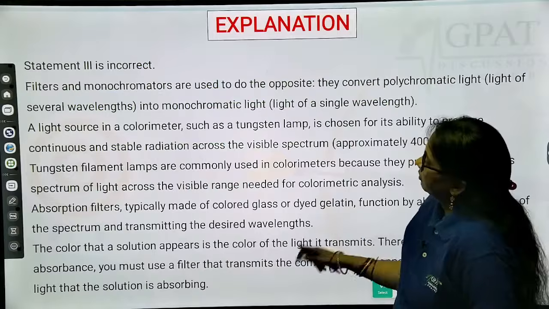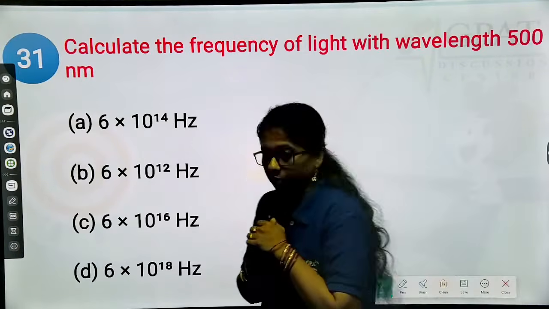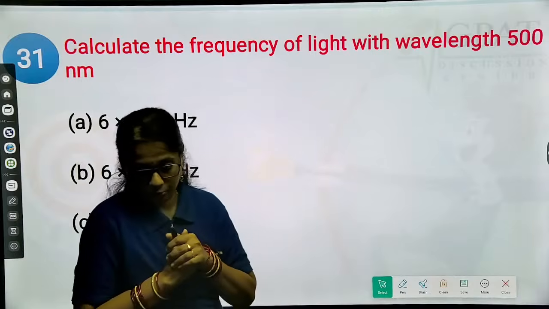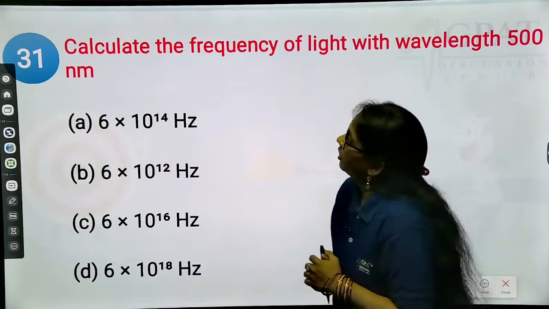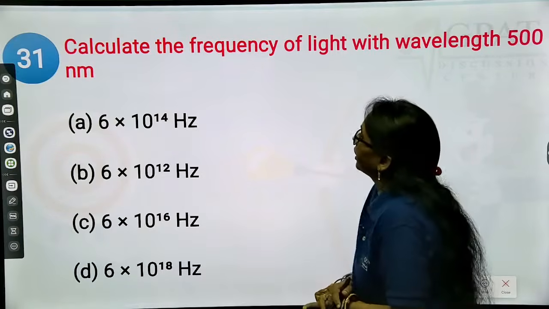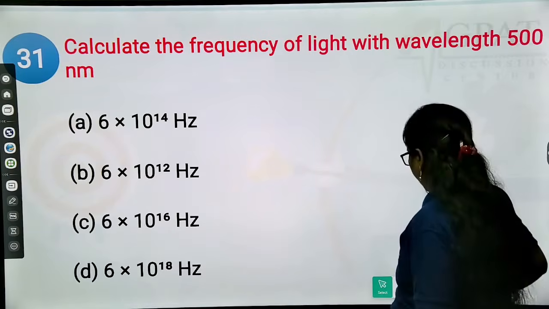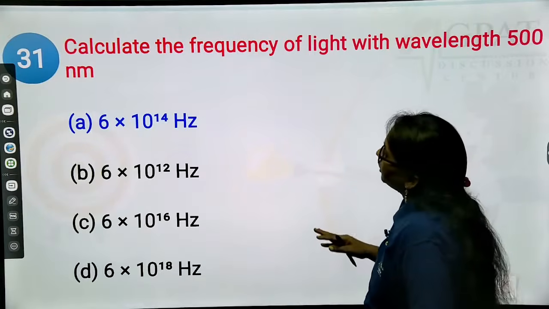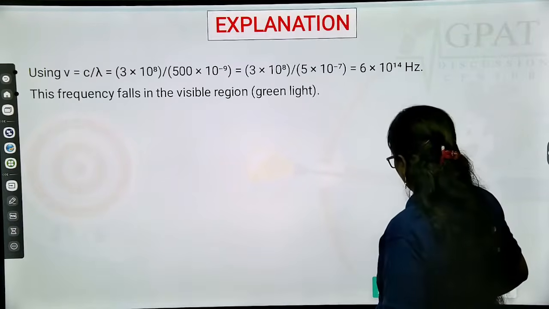Next, calculate the frequency of the light with mathematical calculations. Let us do some calculations now. Till now we have seen the basic questions related to spectroscopy and analysis. Calculate the frequency of the light with the wavelength 500 nanometers. They are asking for the frequency. So how can we solve this?